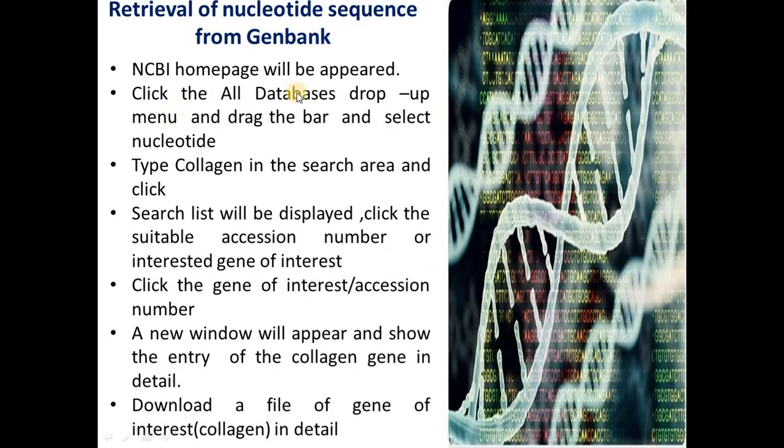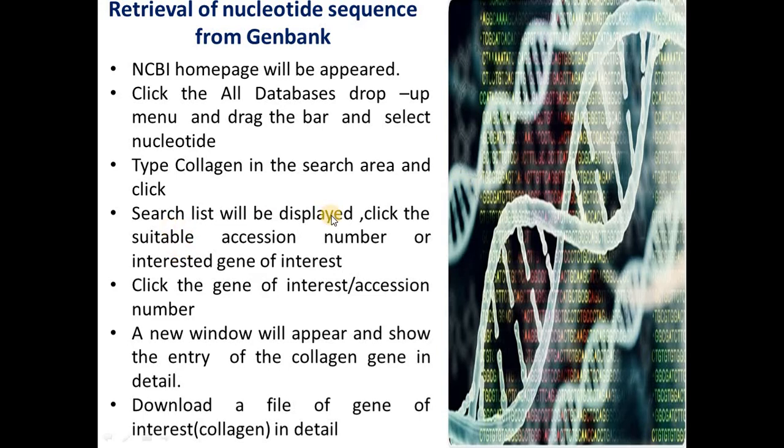Now the NCBI homepage will appear. Click the small box labeled All, which lists all databases. In the drop-down menu, scroll the bar and select Nucleotide. Next to it there is a blank space where we type our gene of interest. In this experiment, we type collagen as the gene of interest in the search area and click search.